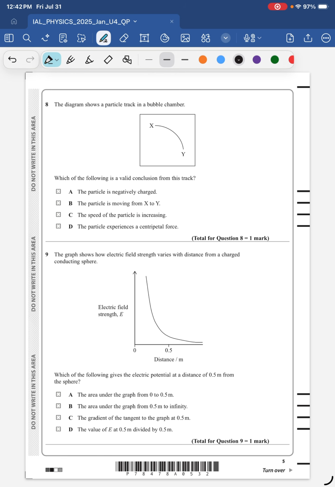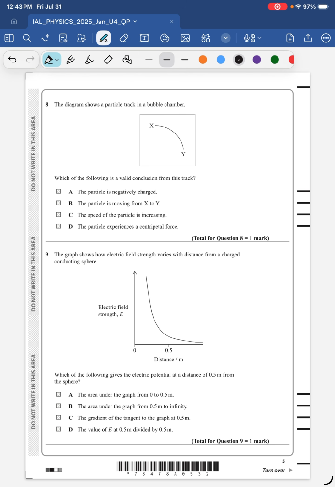8. The diagram shows a particle track in a bubble chamber. Which of the following is a valid conclusion from this track? Since it bends, it's a charged particle, right? Do they specify this? No. So A, it says the particle is negatively charged. We cannot tell because we don't know the direction of the field.